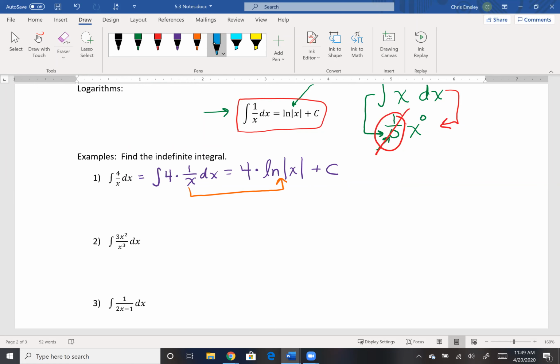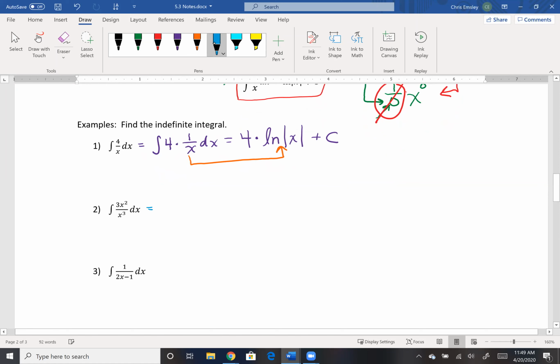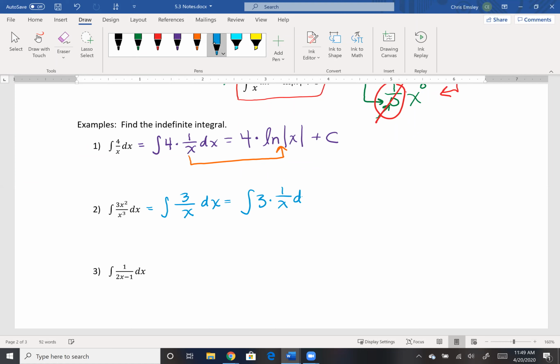Okay, example number 2 in this section. Before we do this one, we should simplify it a little bit. So 3x squared over x cubed, that does reduce. And once we reduce, then we can rewrite it just like we did in step 1. That's the integral of 3 times 1 over x dx. And once we have it written like that, the 3 just stays a 3 because it's a constant. 1 over x becomes the natural log of the absolute value of x. And don't forget, we still need that plus c at the end.